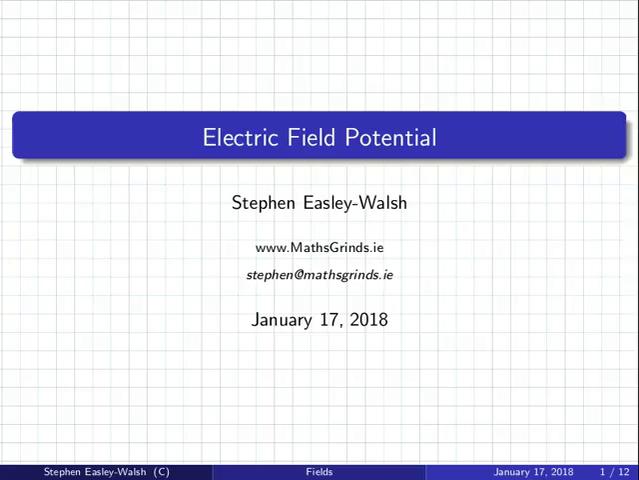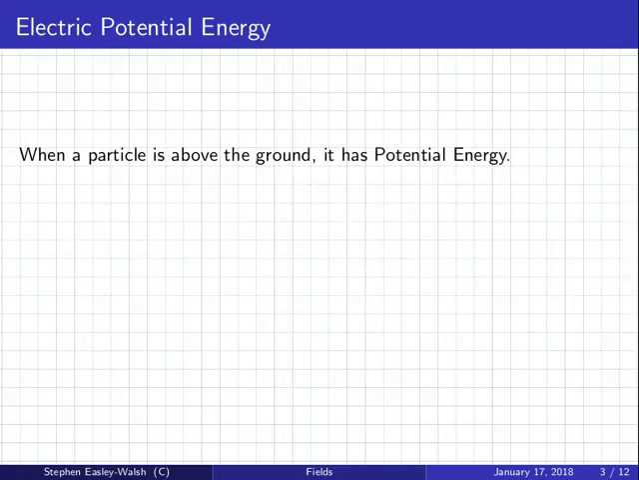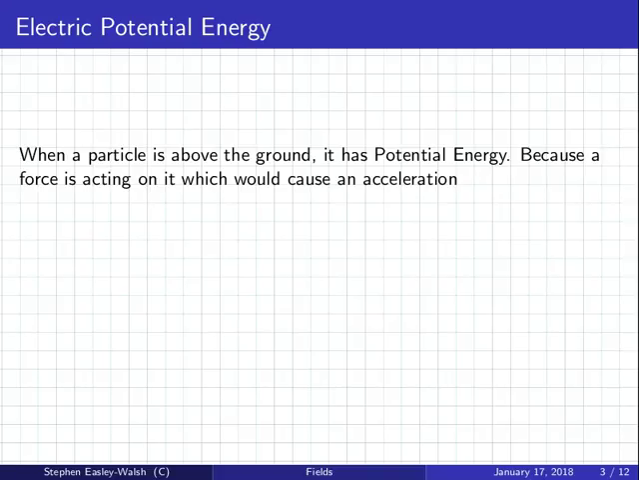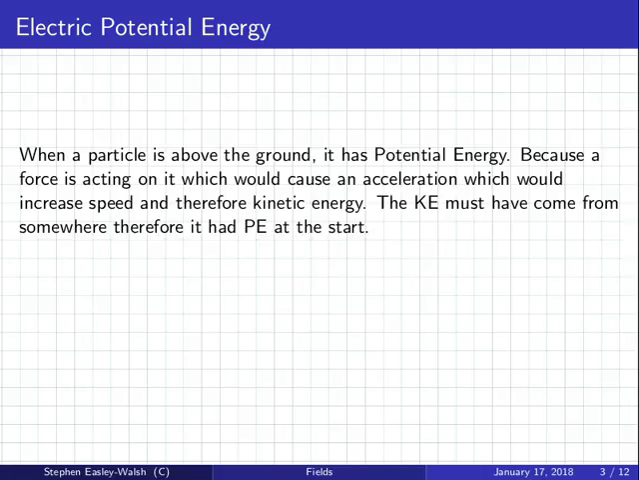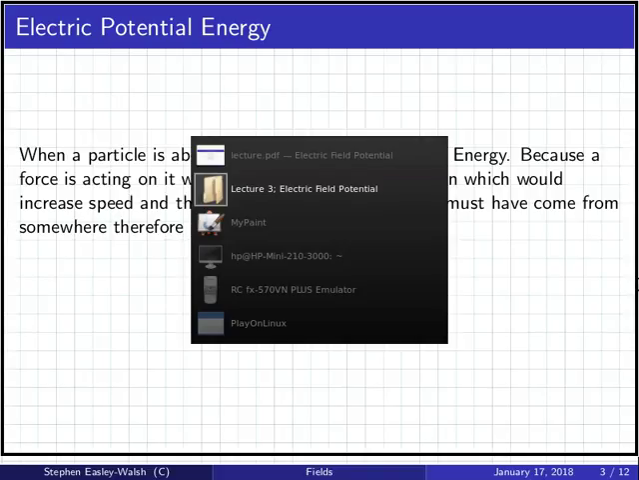Electric field potential. So, when a particle is above the ground, it has potential energy. That's because of forces acting on it, which could cause an acceleration, which could increase the speed, and therefore kinetic energy. And the kinetic energy must have come from somewhere, so it has potential energy at the start. So let me just explain that in a little picture here.